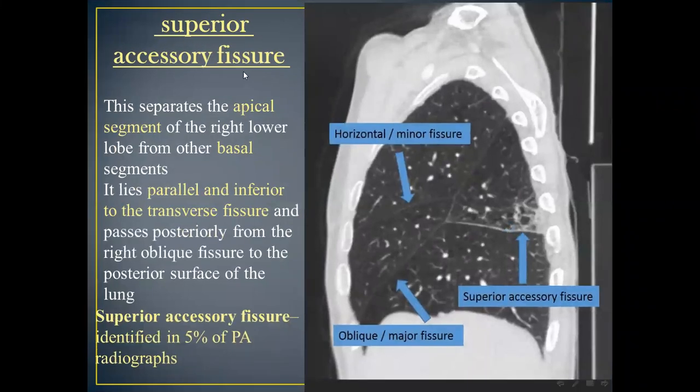The second one is the superior accessory fissure. This separates the apical segment of the right lower lobe from the other basal segments. As we see, this fissure lies parallel to the horizontal fissure, so we can differentiate them. The horizontal fissure passes anteriorly from the oblique, while this one extends posteriorly. It is identified in 5% of PA chest X-rays.